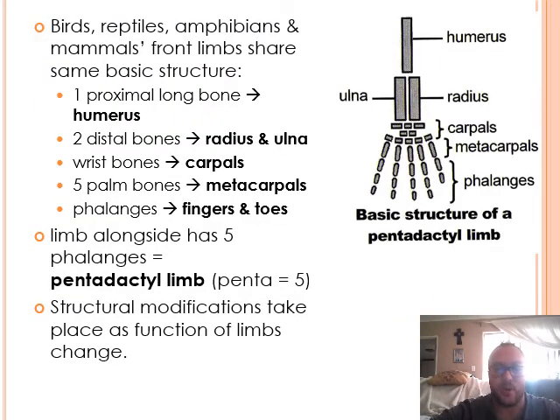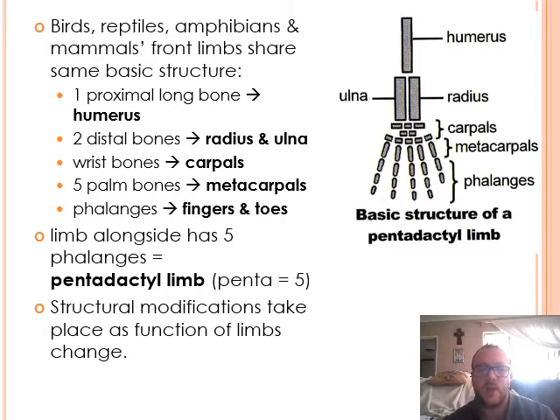So birds, reptiles, amphibians, and mammals' front limbs share the same basic structure, and there it is on the right hand side: the humerus, which is the top bone, the ulna and radius, the carpals, metacarpals, and phalanges. You need to understand this basic structure, okay? So then we have the humerus, which is the first or one proximal long bone. We then have two distal bones, which just means it's further away from the center of the body. Those are the radius and the ulna.